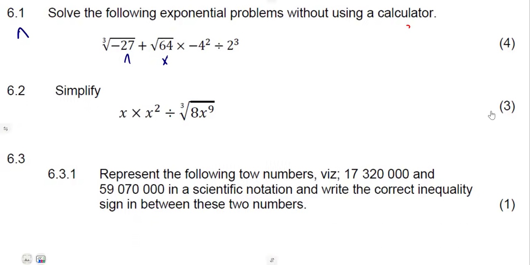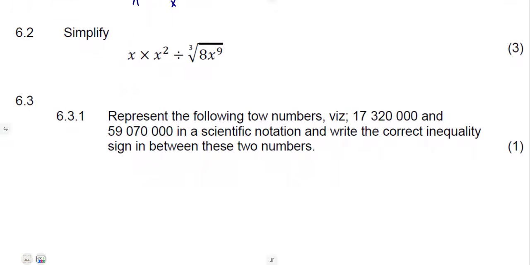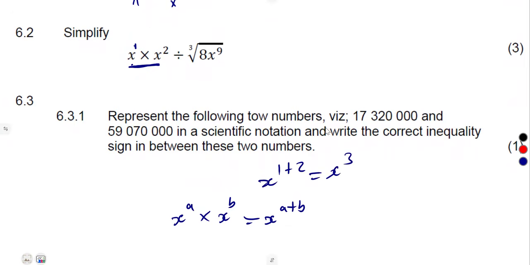All right. Question 6.2, we are given x times x squared. There we can use the laws of exponents. Same base, you're multiplying same bases, you add the exponents, a plus b. So this is 1, so you add 1 plus 2. So it was x to the exponent of 1 plus 2, which is what? x to the exponent of 3.